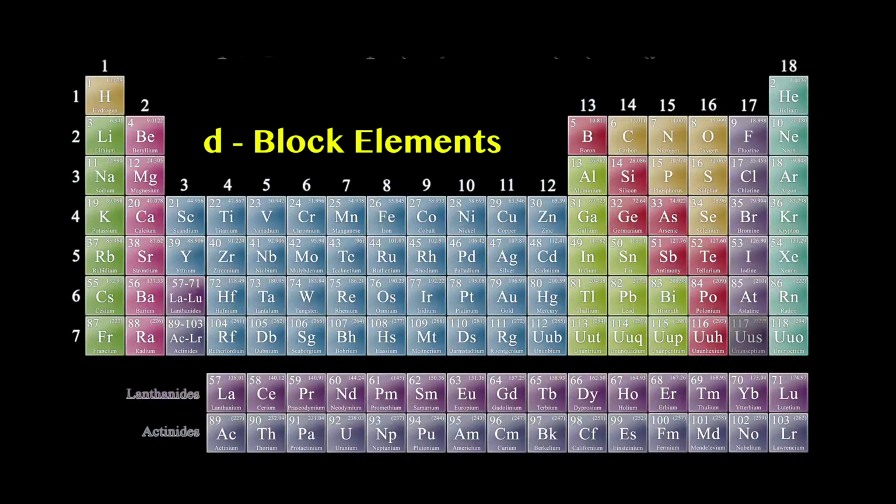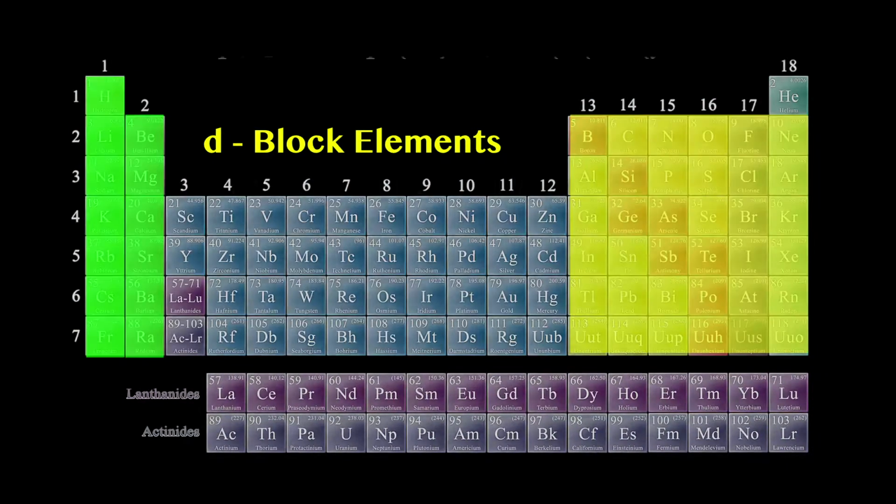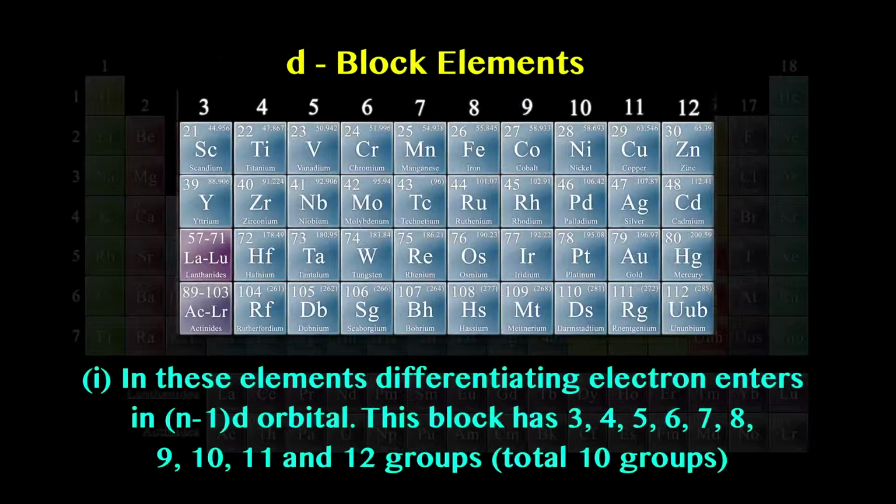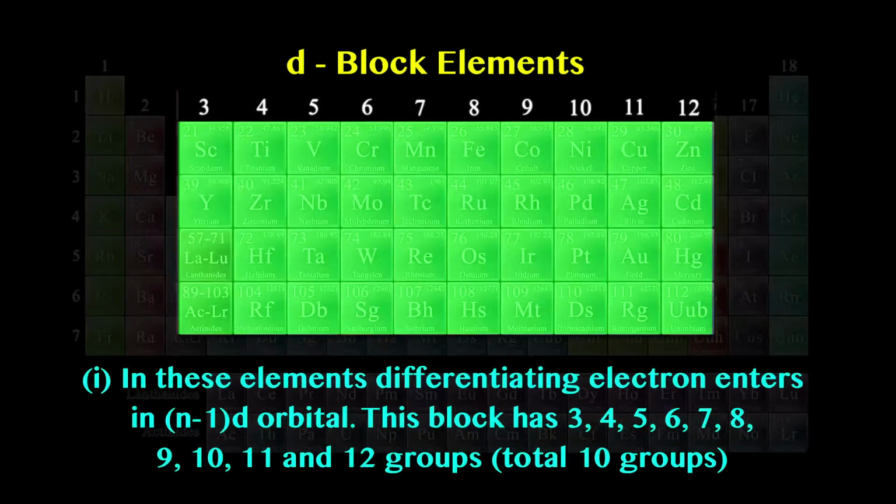And next one is d block elements. Now between the s and p blocks we have the d block. In these elements, the differentiating electron enters into the (n-1) d orbital. And these are groups 3, 4, 5, 6, 7, 8, 9, 10, 11 and 12. That is a total of 10 groups. This is called the d block.